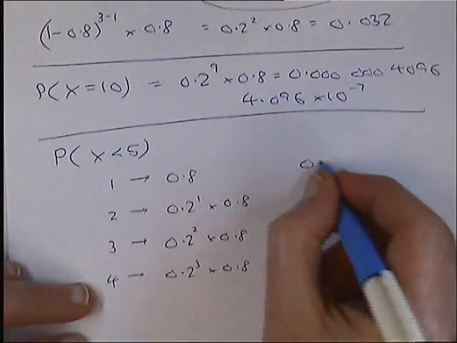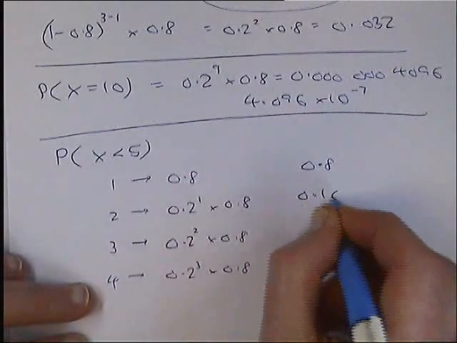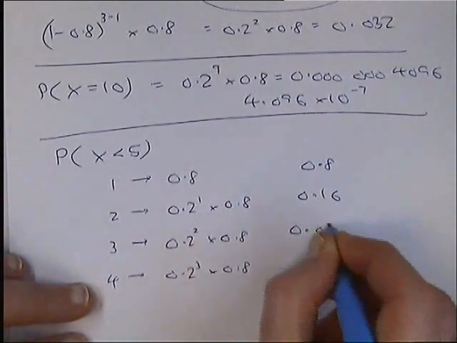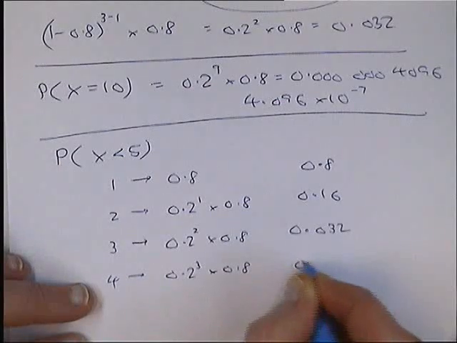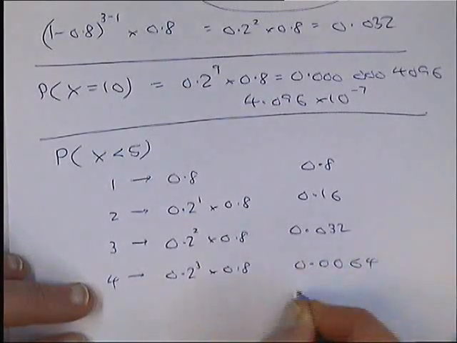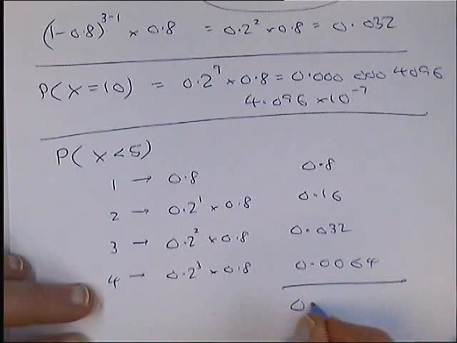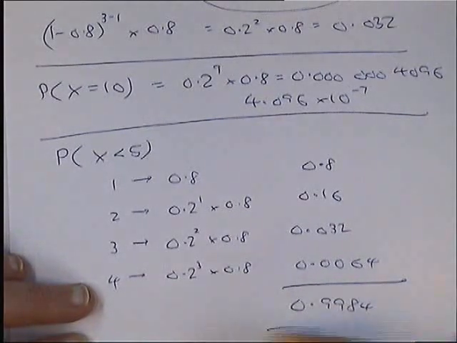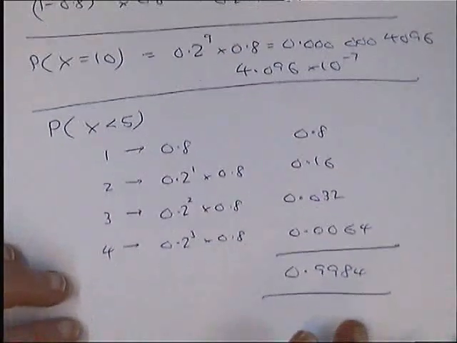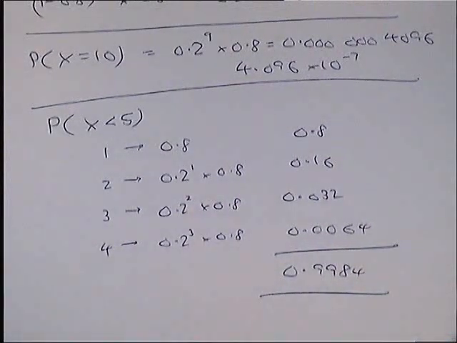If you work these out, that one's 0.8, that one's 0.16, that one's 0.032, this one is 0.0064, and if you add those up, you get 0.9984. There's an over 99% chance that he will have hit the target before he gets to the fifth attempt.